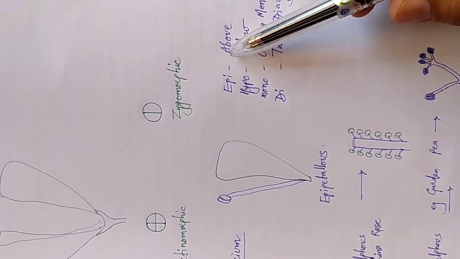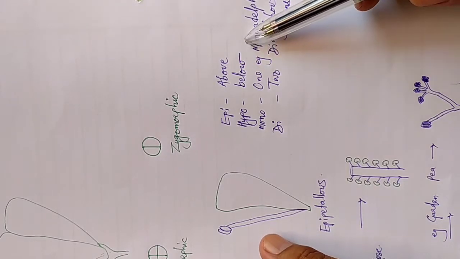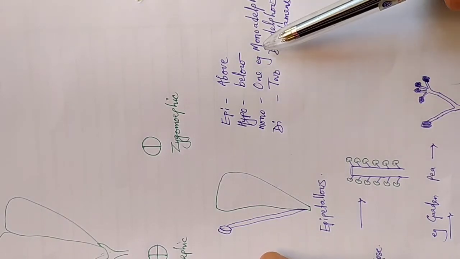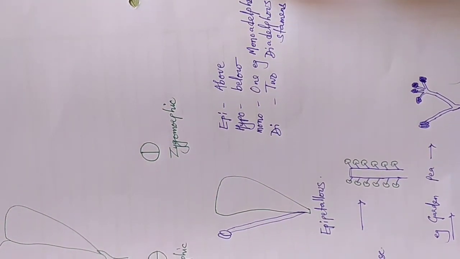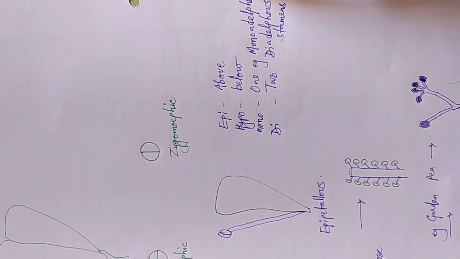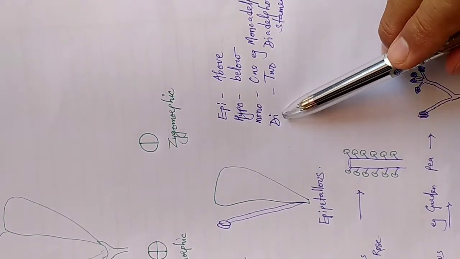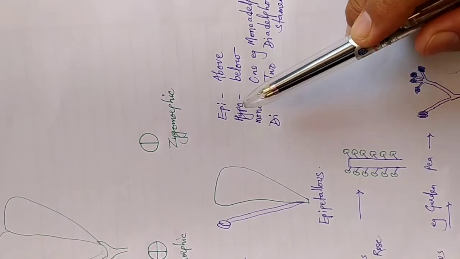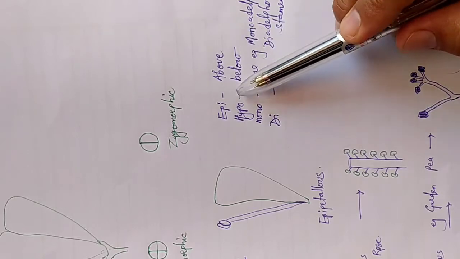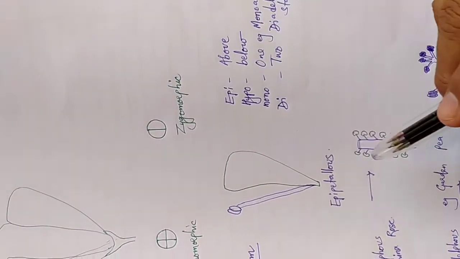So epi, and there are some terminologies. Epi refers to above. When we say hypo, it means below. When we say mono, it refers to one. For example, we are going to discuss the types of stamens now, like monadelphous stamens, which means it has only one bundle. And then di, this term di refers to two. So epi means above, hypo means below, mono means one, di is two. These terminologies are used here.